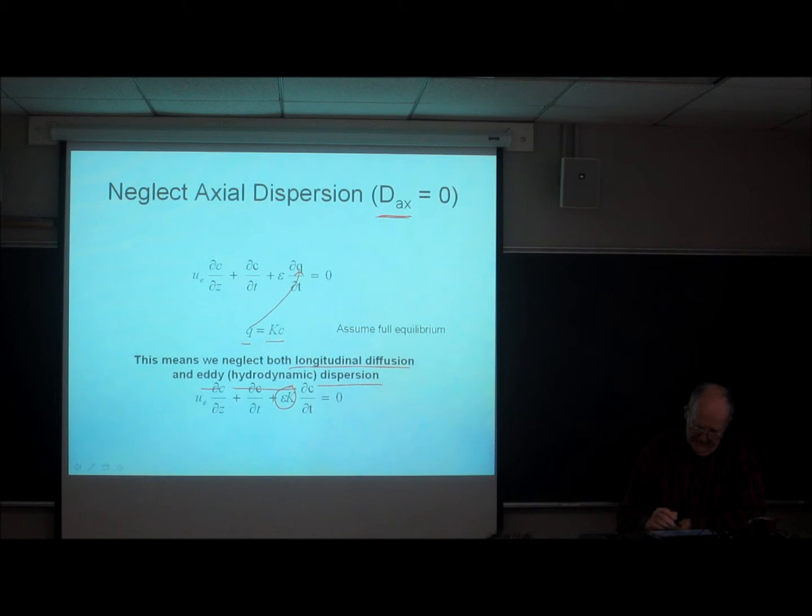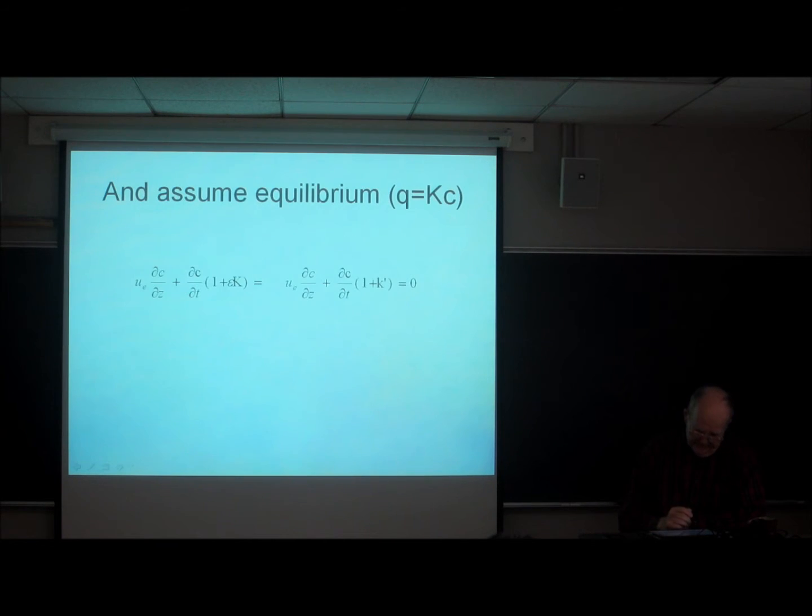We have epsilon K times dc/dt, so there's a dc/dt, there's a dc/dt, so I can factor that, and this equation becomes the same as that equation, and this is our retention factor. So K prime equals epsilon times K, where epsilon is essentially our phase ratio. So this is now the problem that we're solving, and it turns out that this has an extremely simple solution.